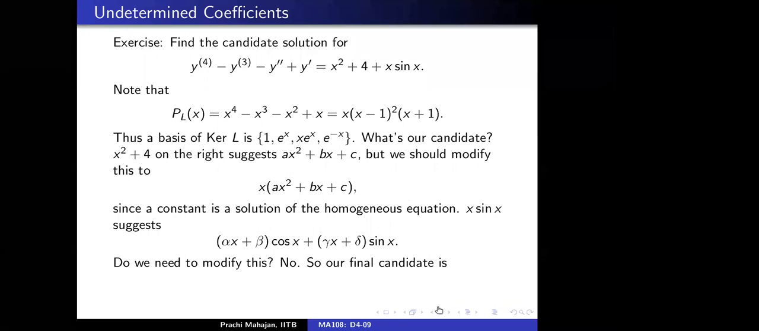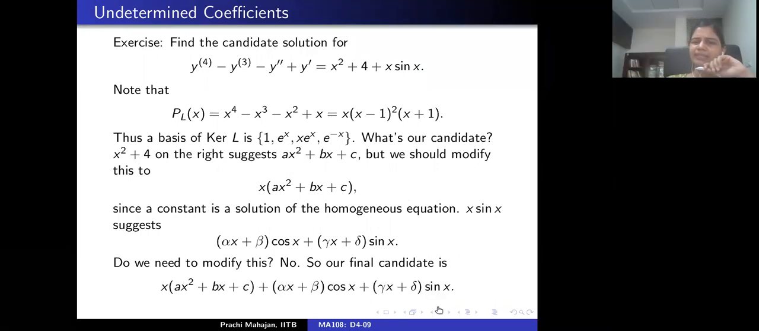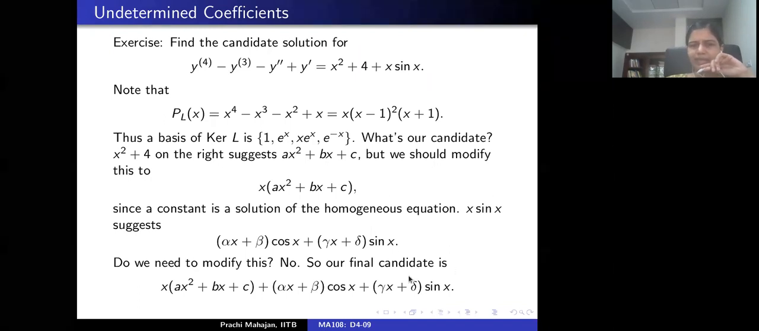Got it. Okay. So our final candidate solution is this, and I'll leave this for you to work out. What are the values of a, b, c, alpha, beta, gamma, delta? I'll just leave it for you to work out.